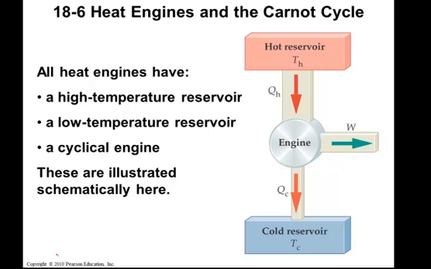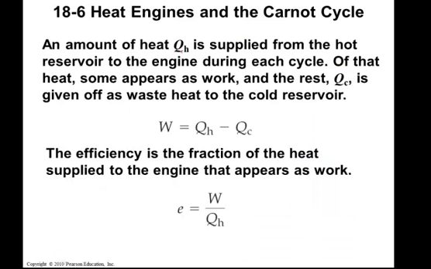And all heat engines have a high temperature reservoir, a cold temperature reservoir, and a cyclical engine. So in this case, here's my hot temperature reservoir, and of the amount of heat that is supplied from the hot reservoir, some of it appears as work, and the rest of it, the cold, is given off as waste to the cold reservoir. So the work is the difference between the hot reservoir and the cold reservoir. And the efficiency is the fraction of the heat that's supplied as work.